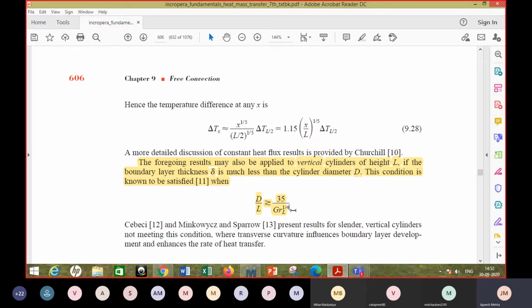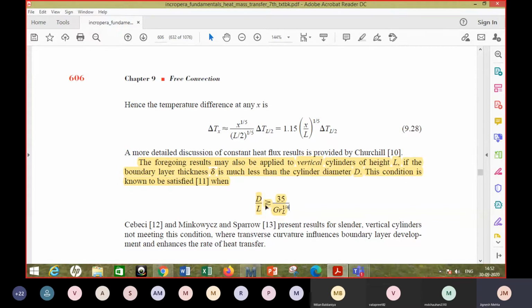And if you want to check whether your actual result matches what is proposed by some empirical correlation, you may find the heat transfer coefficient with the help of the correlations. Now the correlations which were given earlier were actually for the flat plate. But if D by L is greater than or equal to 35 upon Grashof number raised to 1/4, then you can apply those correlations for the cylinder also.